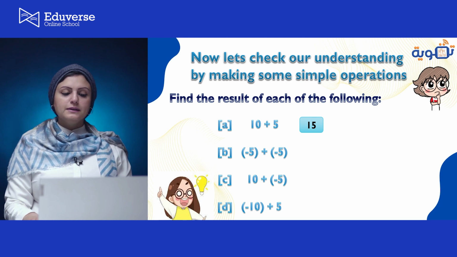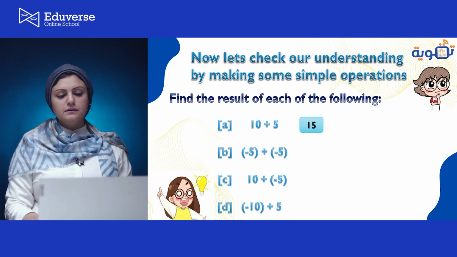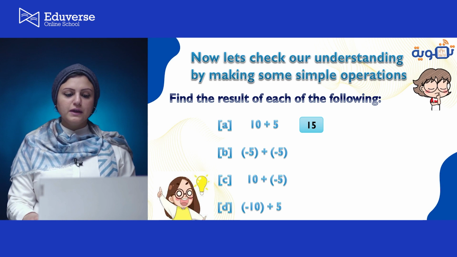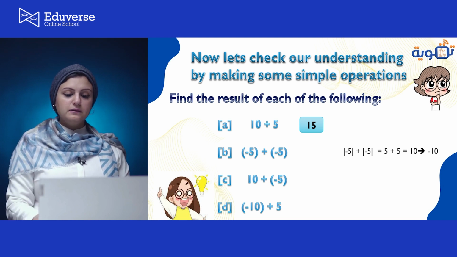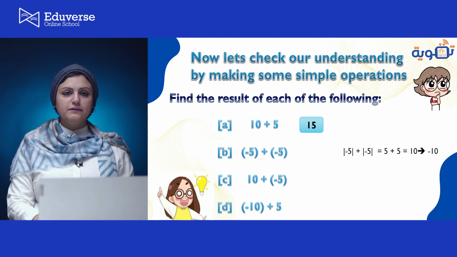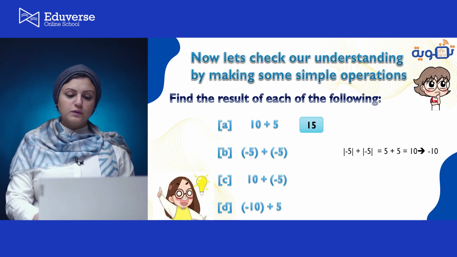Number B, negative 5 plus negative 5. Both of them have the same sign, which is negative. That means that the final answer should be a negative integer. So we are going to add the absolute value of negative 5 and negative 5, which means 5 plus 5 equals 10. So the final answer is going to be negative 10.